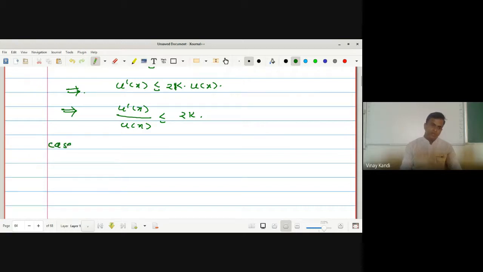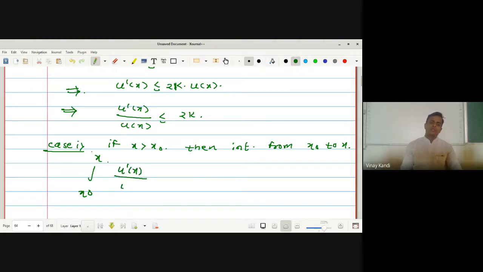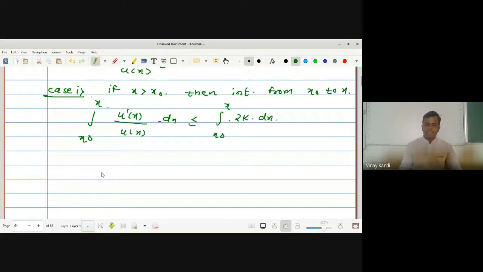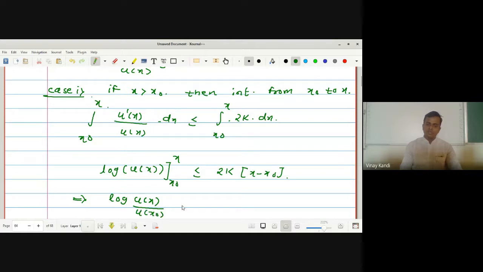Okay, now case number 1. If x is greater than x naught, then integrating from x naught to x, we get integral from x naught to x of u dash of x upon u of x dx, which is less than or equal to the integral from x naught to x of the constant 2 into k into dx. Okay, so what is the integration of this side? Log of u of x, or u of t, take any variable, from x naught to x, which is less than or equal to 2 into k in the bracket x minus x naught, which implies log of u of x upon u of x naught is less than or equal to 2k into x minus x naught.